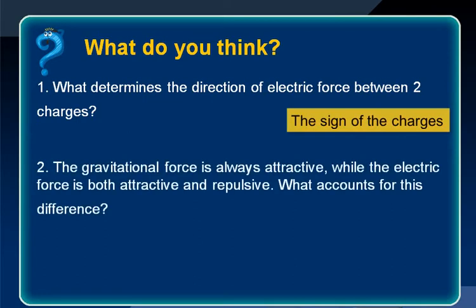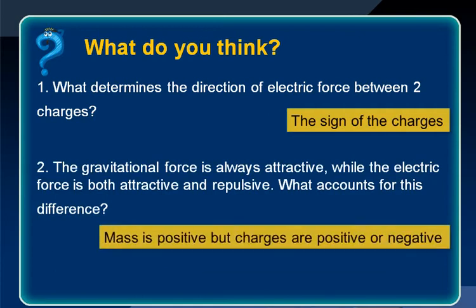The gravitational force is always attractive, while the electric force is both attractive and repulsive. What accounts for this difference? Mass is positive, but charges are positive or negative.